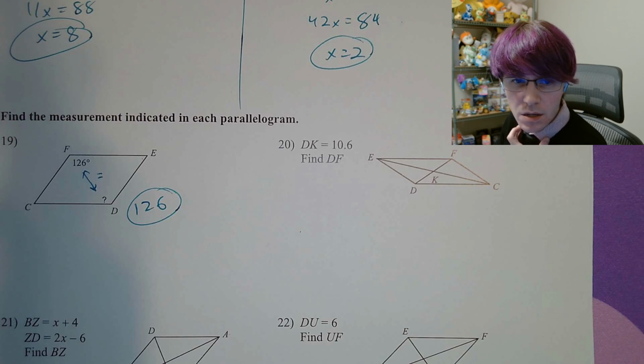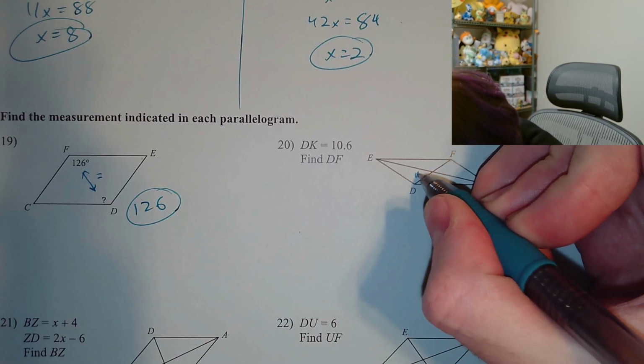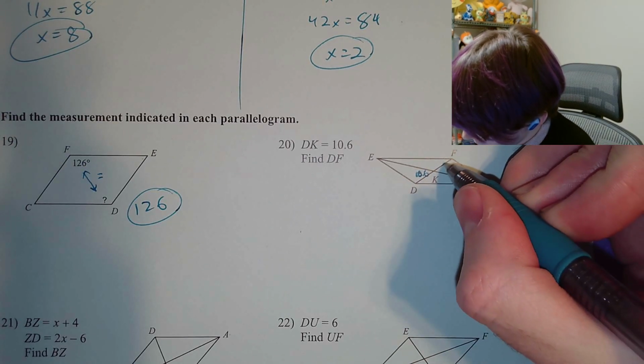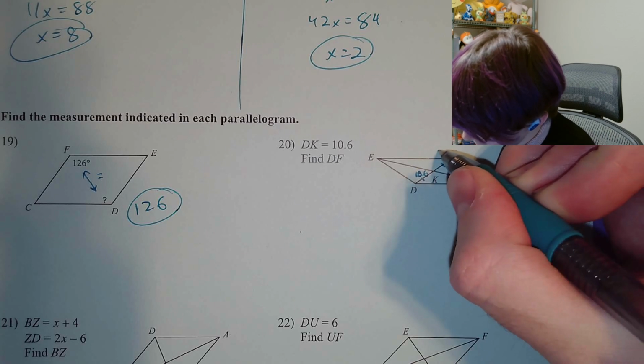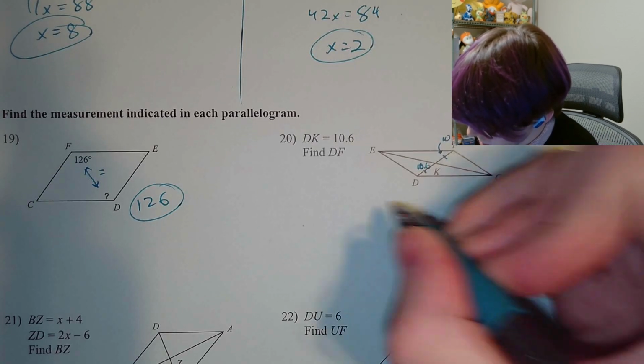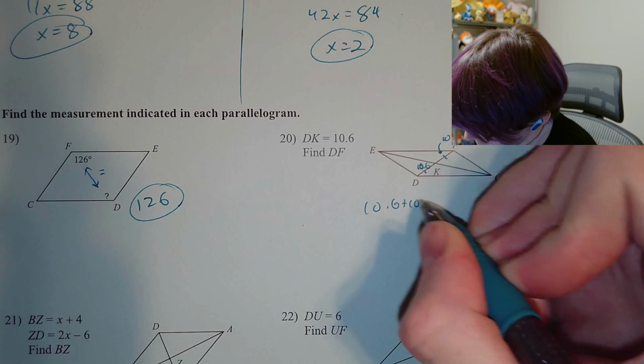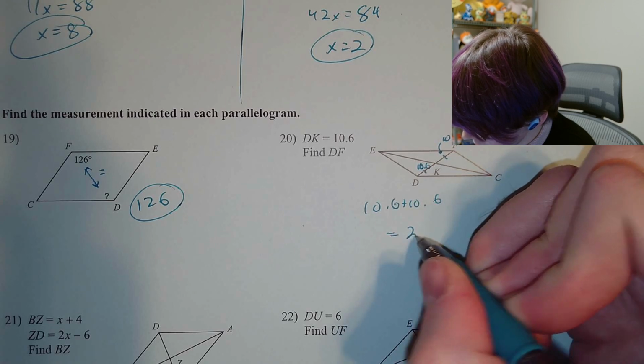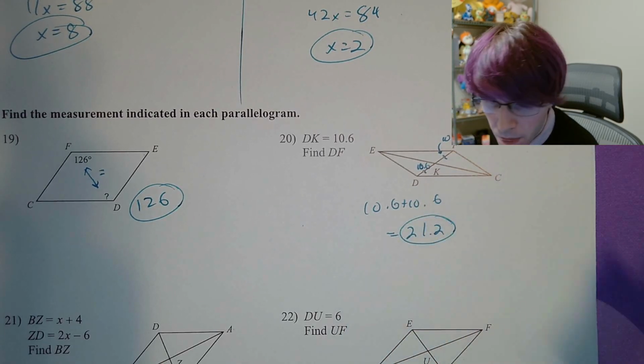It says DK is 10.6, so that's going to be this one. And one of the rules for your parallelograms is that the diagonals bisect each other, so that means that this guy right here is also 10.6. So 10.6 plus 10.6 gives us that whole length DF all the way across, and that's going to be 21.2.